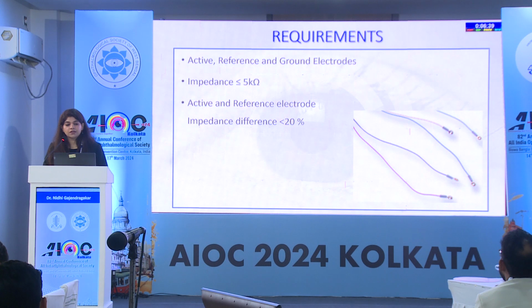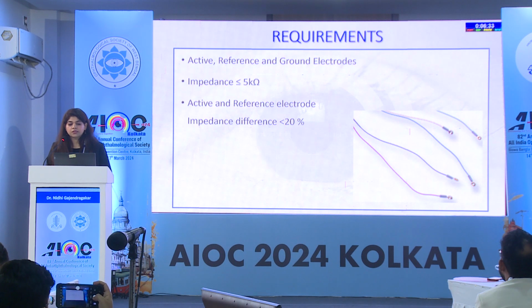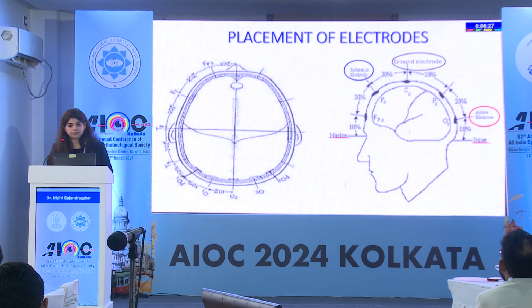So the requirements here, we will have an active, reference and ground electrode. The impedance should be less than 5 kilo ohms, and between the active and the reference electrode, the impedance difference should be less than 20% always.